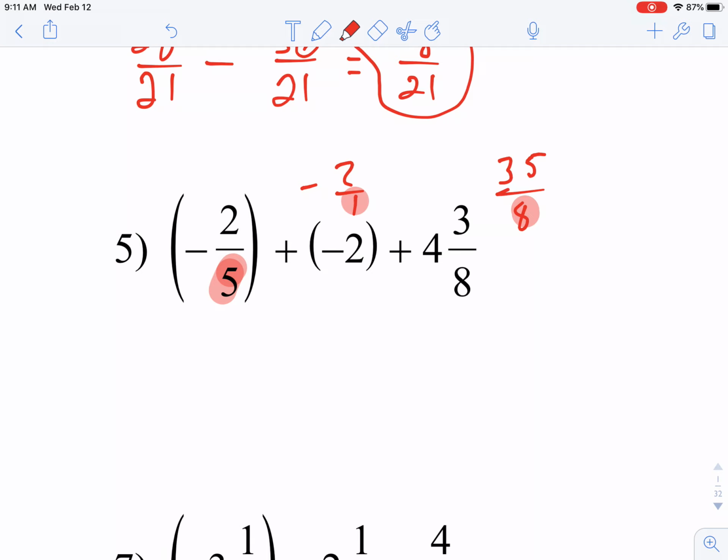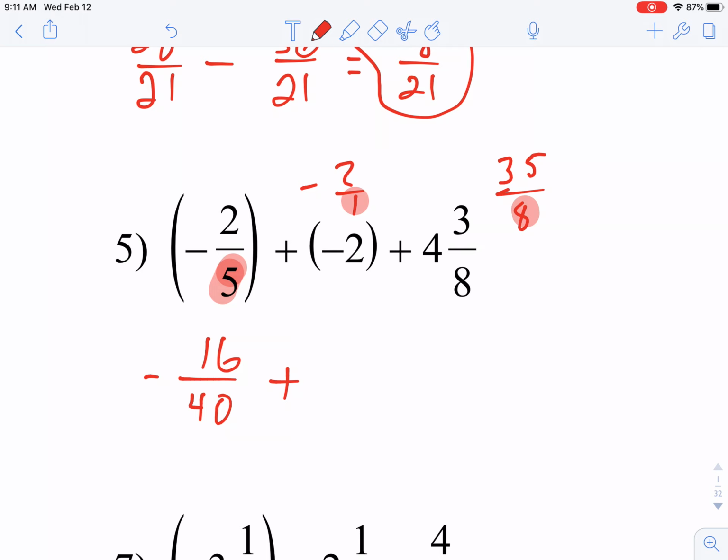So to change negative 2/5 to where it has a 40 as the denominator, the first thing that we're going to do is multiply the 5 by 8. And because we multiply the 5 by 8, we got to multiply the 2 by 8. And we get negative 16 over 40. Bring down your plus sign.